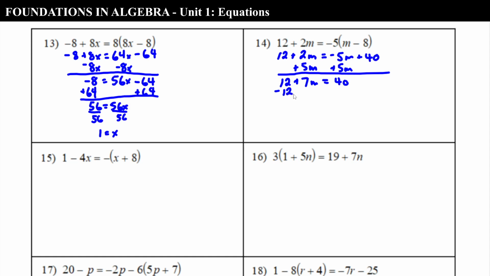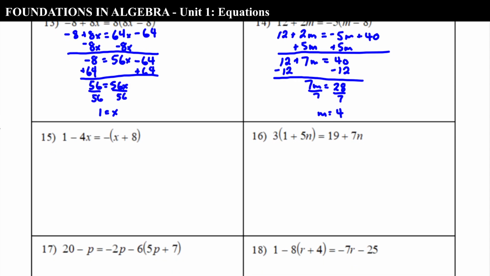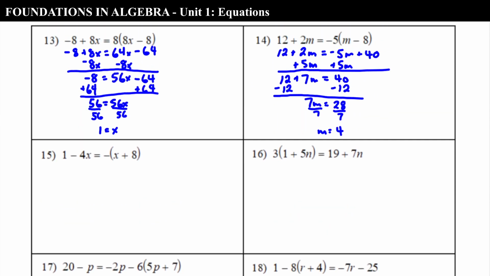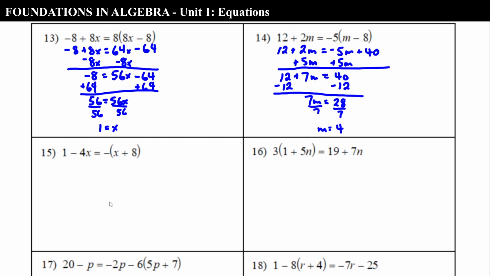Then we're going to subtract 12 from each side. That gives us 7m equals 28. Divide each side by 7, and you're going to get m equals 4. Number 15. In fact, I'll leave those up for you while we do the next two. Again, nothing to do with the left-hand side. All the distributing's on the right-hand side.